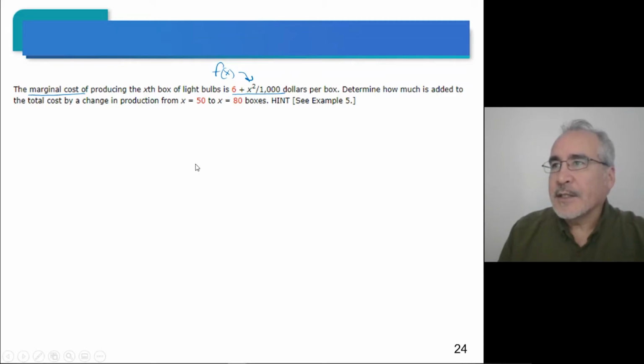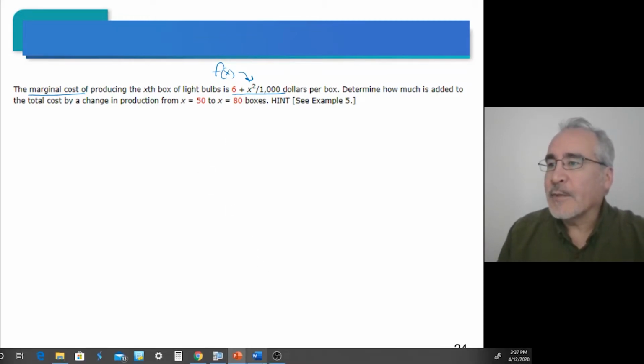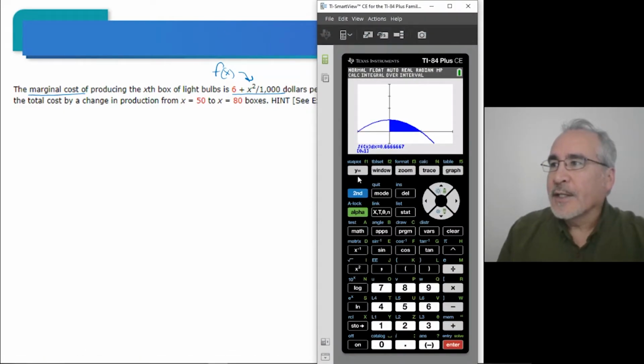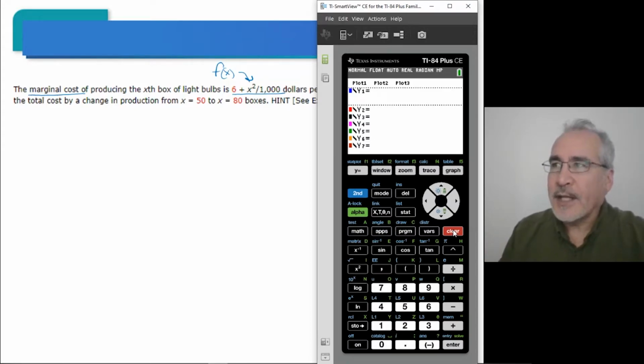However, since we're going to end up with no decimals in this, we can also come to our graphing calculator, and we'll see the next ones. It will actually say an approximate answer, so you'll be able to get there. We can graph the derivative.